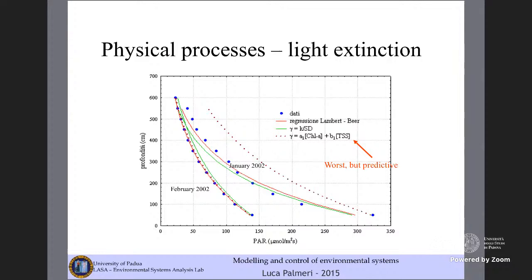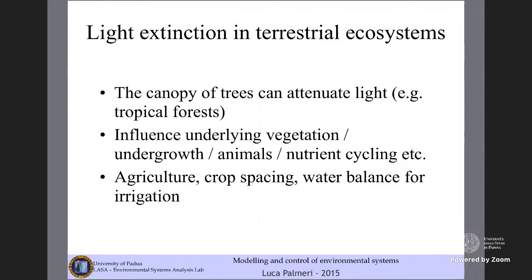Up to now, we talked about water ecosystems. Now we shall make a small consideration concerning terrestrial ecosystems. How could we model light extinction in terrestrial ecosystems? We start by realizing that the canopy of trees can attenuate light. This is a very macroscopic effect, typically in tropical forest. It may have a significant influence on the underlying vegetation, so the undergrowth, the animals, the nutrient cycling, or the processes that happen in the topsoil, which may be strongly influenced by this shading effect due to the canopy. And we have to consider that agriculture, crop space, water balance, and water balance for irrigation are all relevant aspects that may be useful to evaluate.